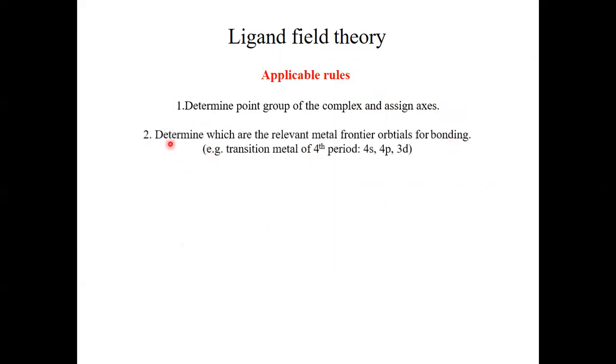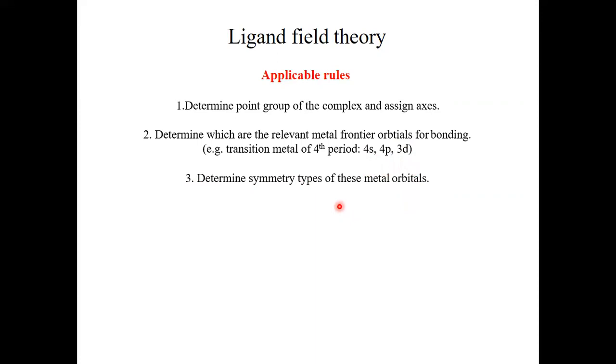Now the next step is that we determine what are the relevant metal frontier orbitals for bonding. So in a complex, our metal is our central atom, and we need to determine what are the valence orbitals that are relevant for bonding. So for instance, for a transition metal of the fourth period, that would be the 4s, the 4p, and the 3d orbitals. The third step is that we determine the symmetry types of these metal orbitals, and we'll see that again, we can just determine this by looking at the character table.